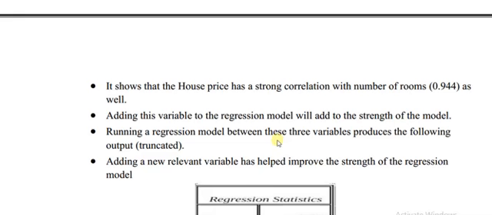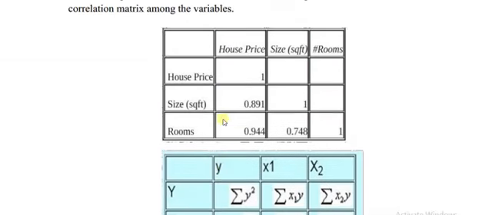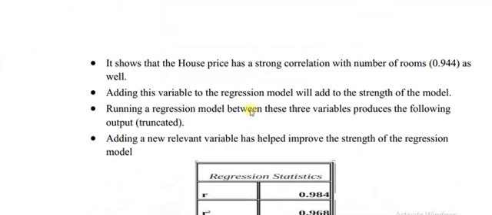According to this, the house price has a strong correlation with the number of rooms, that is 0.944. If the relationship between house price and size is 0.891, and the relationship between house price and rooms is 0.944, it indicates that consideration of rooms is also the most prominent thing in determining the house price. So adding this variable to the regression model will add to the strength of the model.